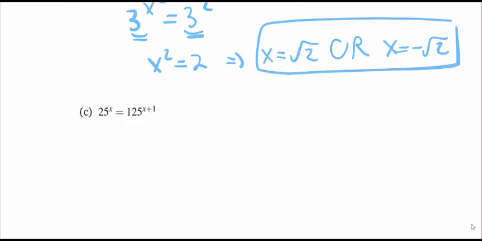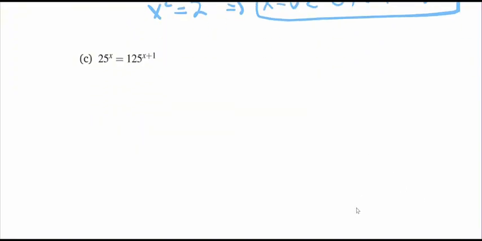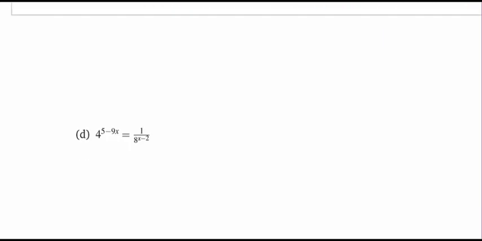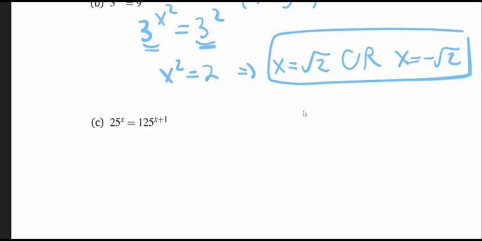Let's talk a bit about the next one. The next one is 25 to the power of x equals 125 to the power of x plus 1. Well, the 25 and the 125 are not equal, but let me remind you that 25 is actually equal to 5 squared.